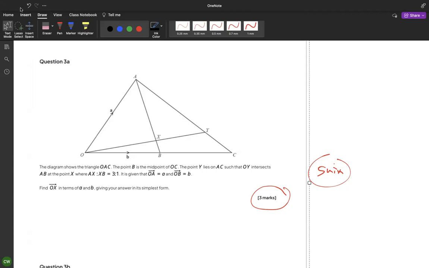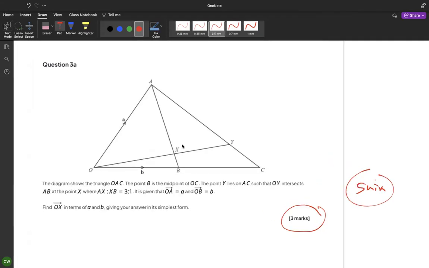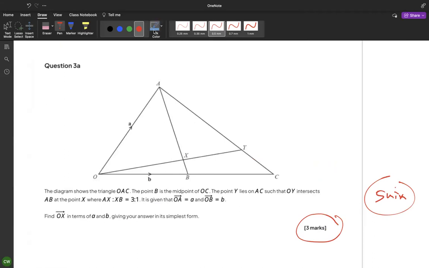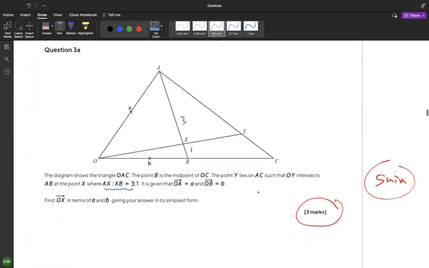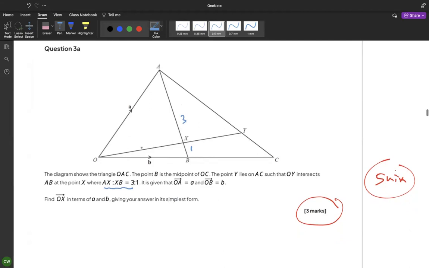Okay, let's check the OS. Are you able to find the OS? Okay, first of all, label the thing first. Label one by one. Okay, so we have so many points. So we need to get the ratio here. 3 to 1, right? Okay, 3 to 1.